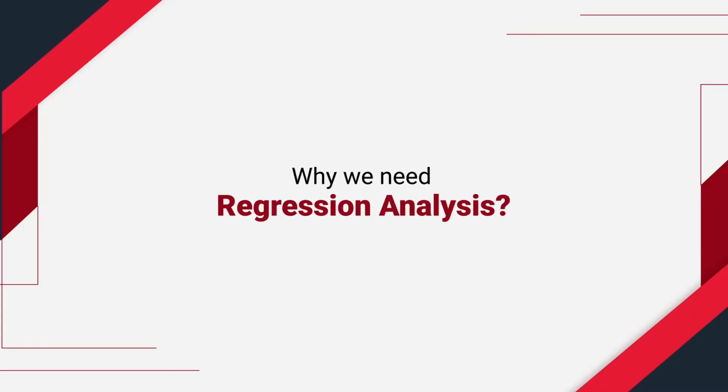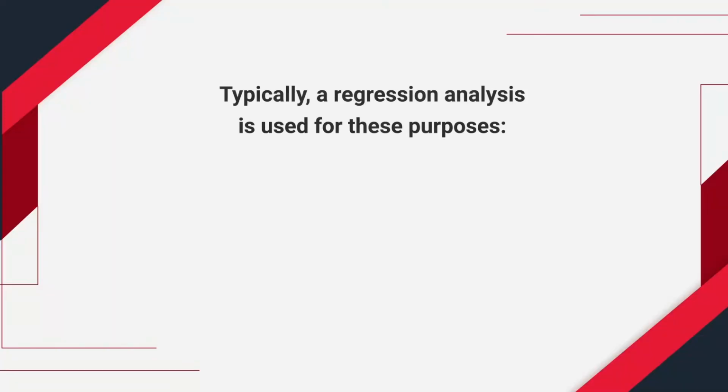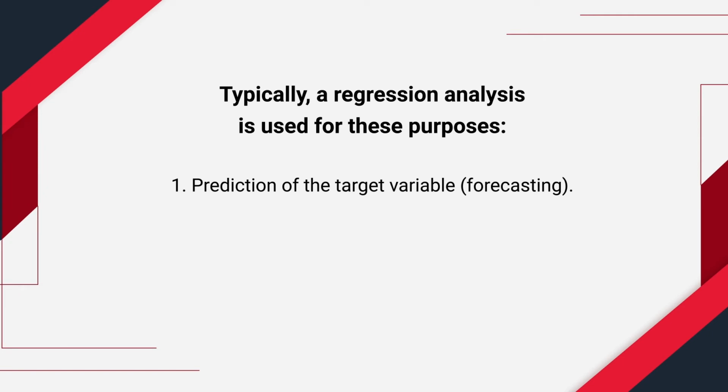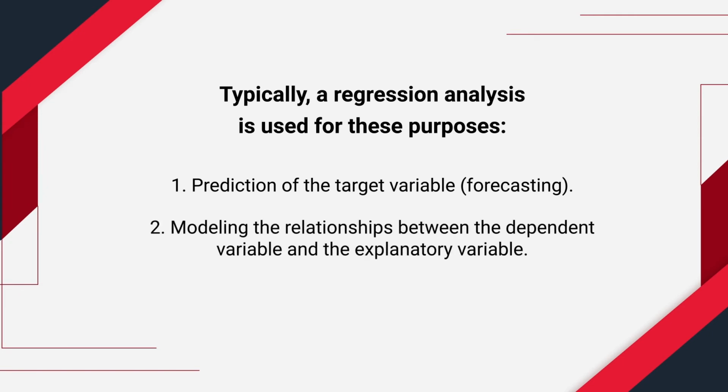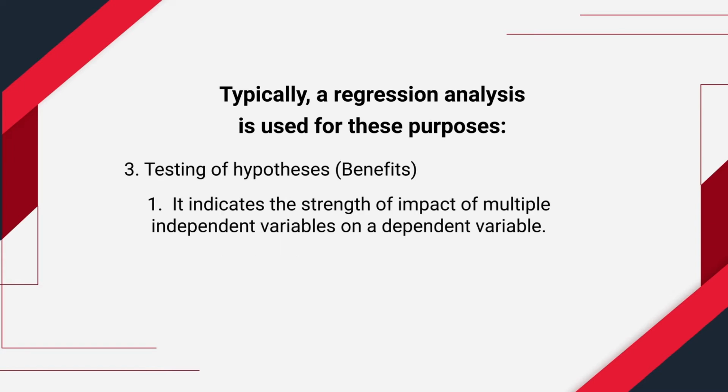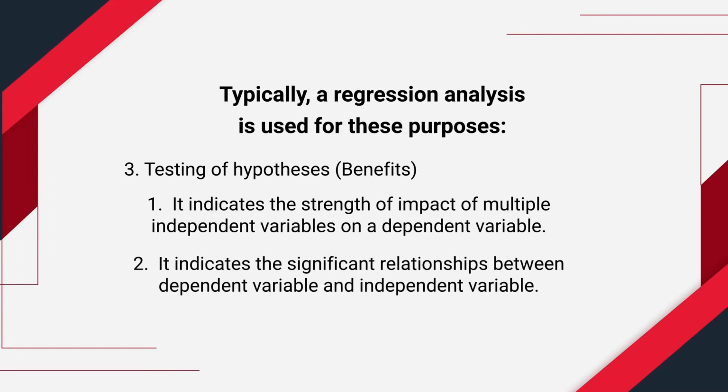Now, why we need regression analysis, that is an important aspect. We have already had a very preliminary session, or rather the curtain raiser to regression analysis, and now we are talking more about why there is a need for regression analysis. Regression analysis is used for these purposes: prediction of the target variable, forecasting, modeling the relationship between the dependent variable and the explanatory variable, testing of hypothesis, and it indicates the strength of impact of multiple independent variables on a dependent variable. It indicates a significant relationship between dependent variables and independent variables.